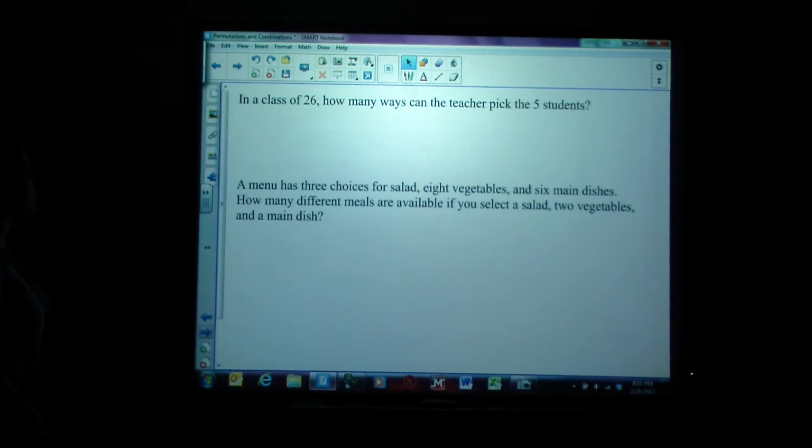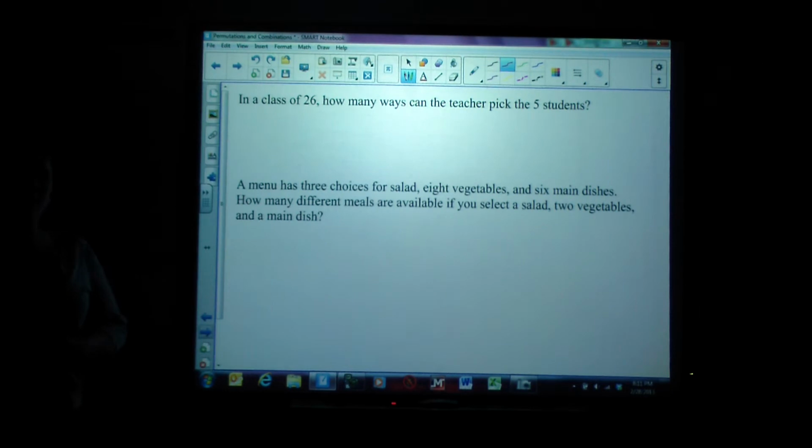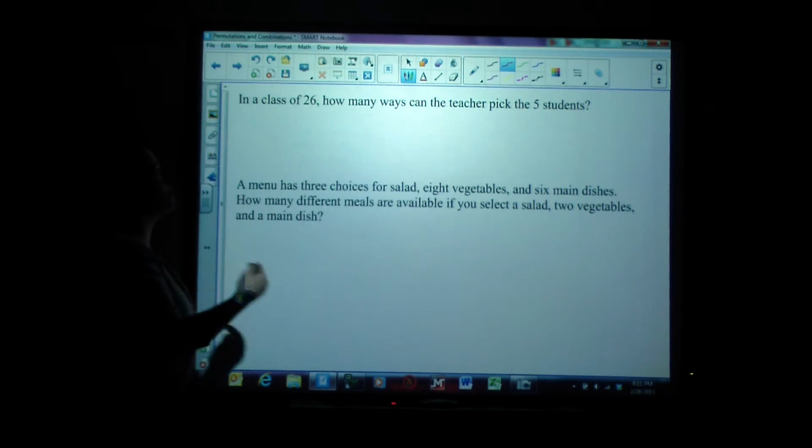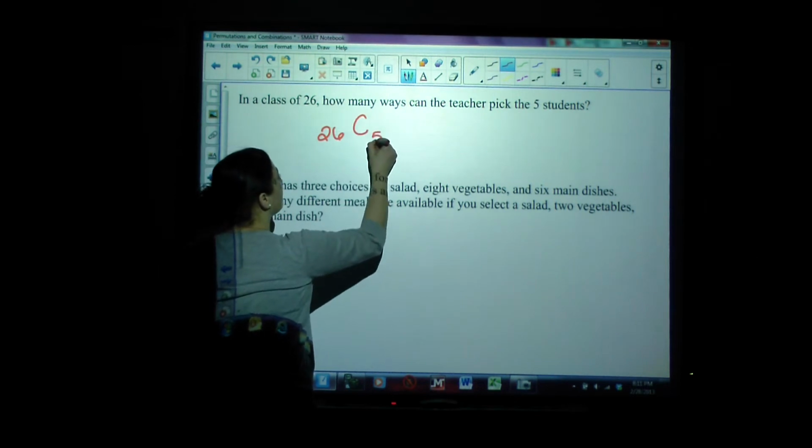Let's try an example here. This is a combination example because I say if there are 26 kids in a class, how many different ways can a teacher pick 5 students? It doesn't matter what order the students are picked. They're not getting prizes for being first, second, and third. They're simply being put in a group of 5. So we would do 26 combinations of 5.